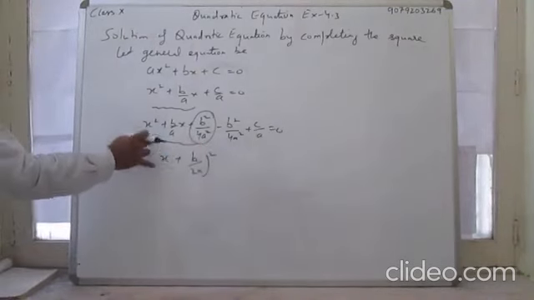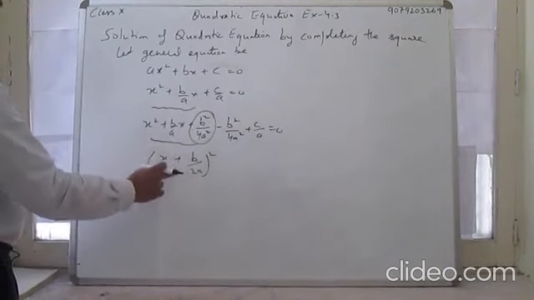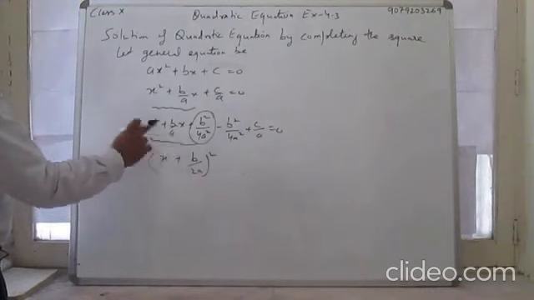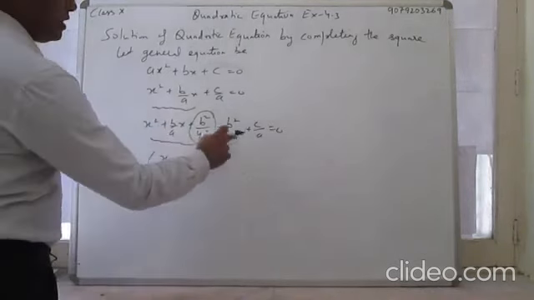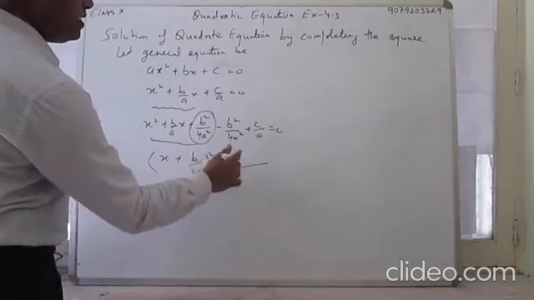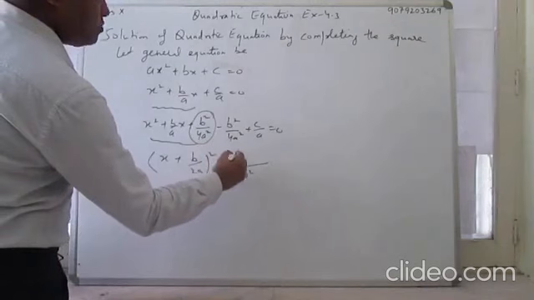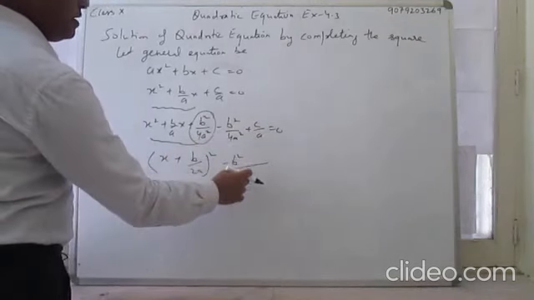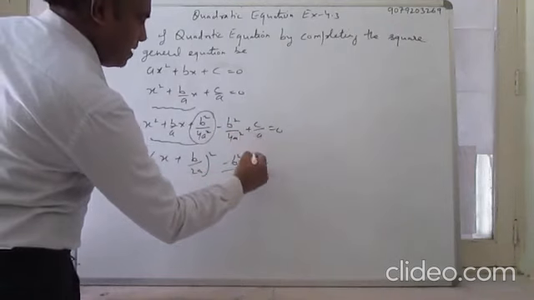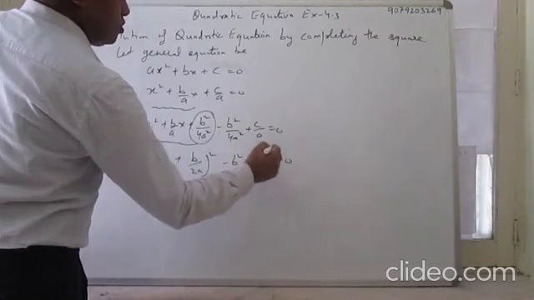If you expand it, you will again get x square plus b square upon 4a square plus 2ab, the 2 cancels with 2, so bx upon a. Now take LCM. What is the LCM? 4a square. This divided by this, it is minus b square, and a divided by 4a square is 4a, multiplied by c, so it becomes plus 4ac is equal to 0.